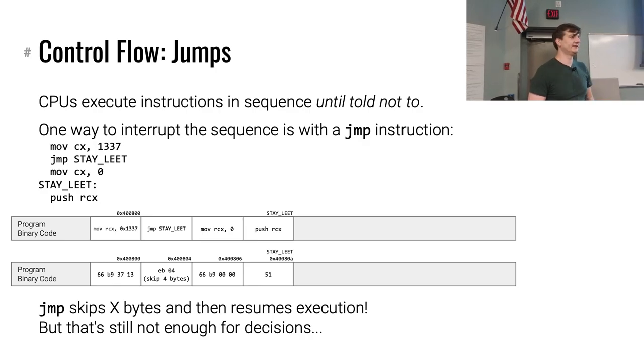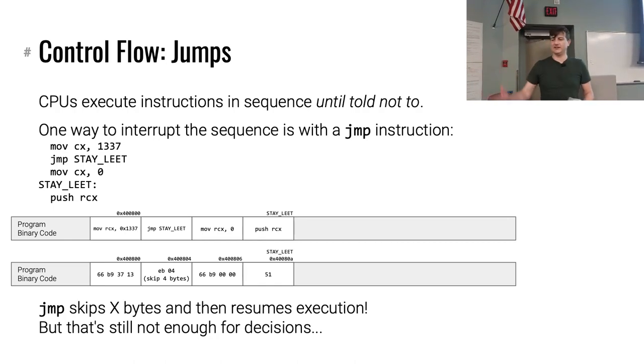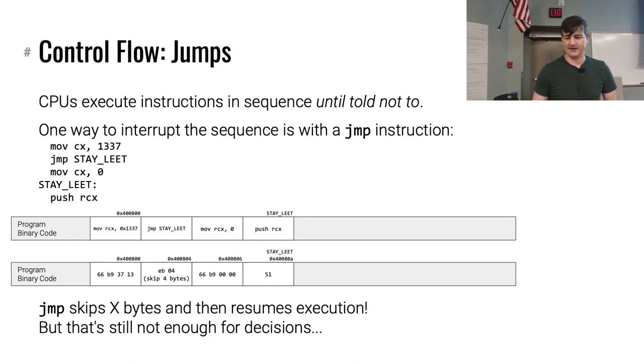1337. Why isn't it zero? Because we kind of skipped it. We skipped it completely. We jumped over it. We said, we don't want that anymore. It's fine. Let's just skip it. Great.